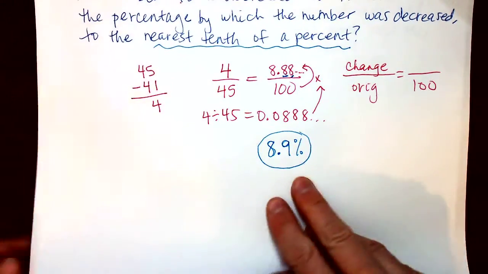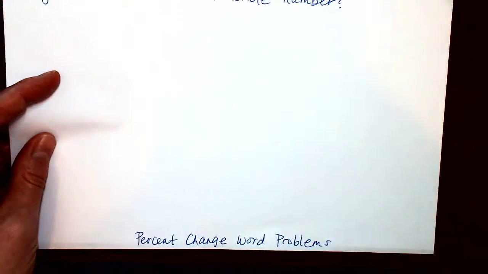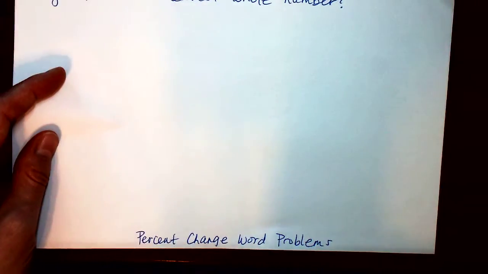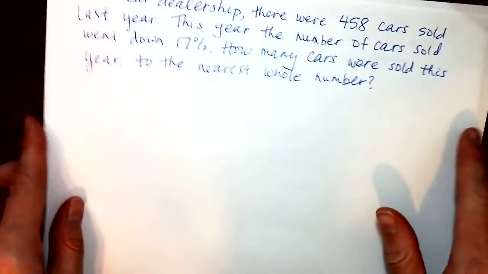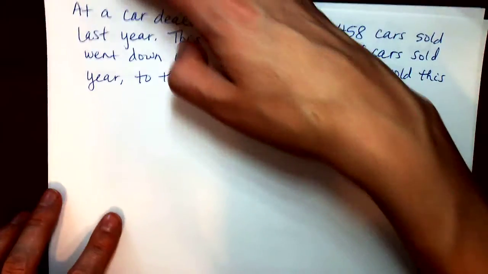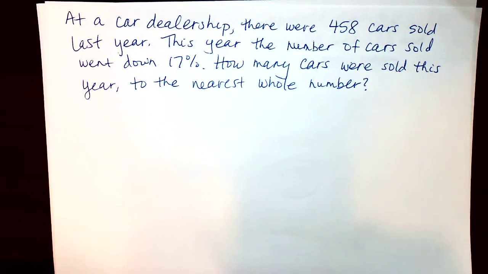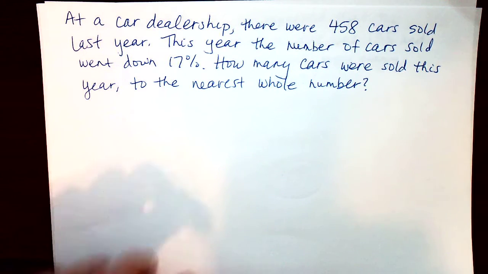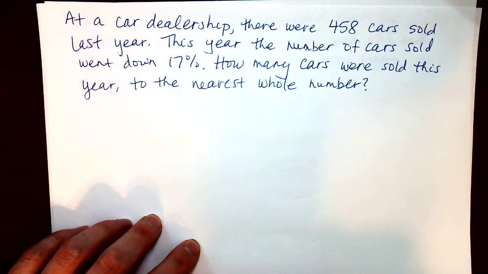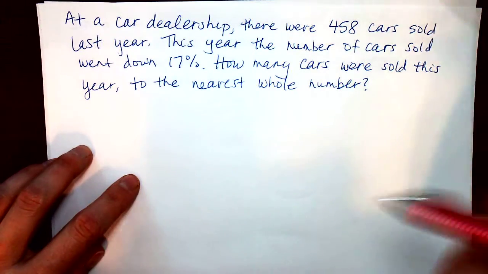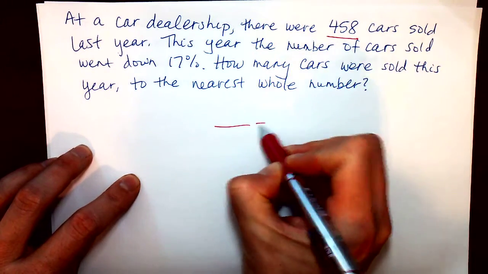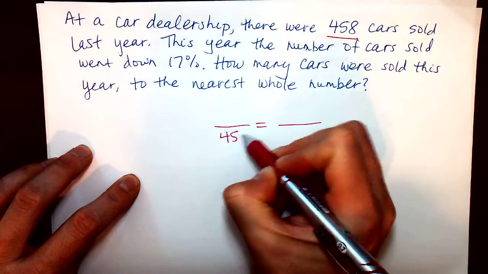The next problem is going to be a problem like the ones on the percent change word problems. So the problem is, at a car dealership, there were 458 cars sold last year. This year the number of cars sold went down 17%. How many cars were sold this year? And we're going to have to round to the nearest whole number. So we have 458 as our starting value.